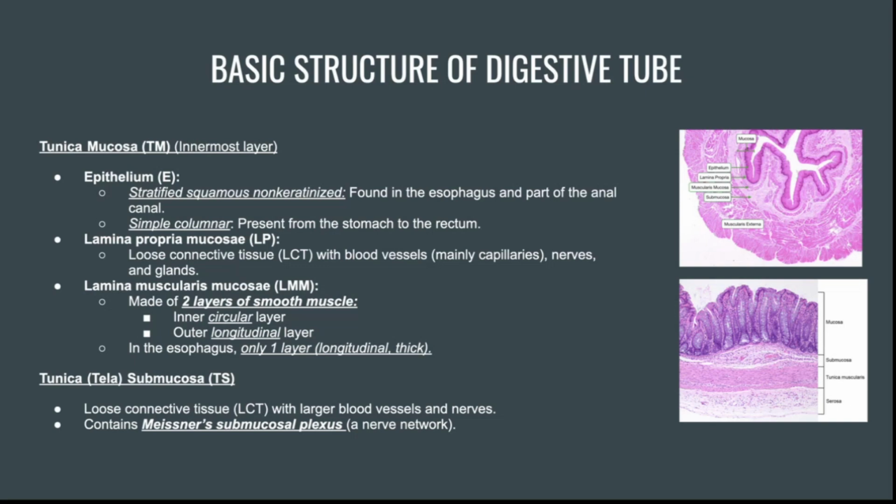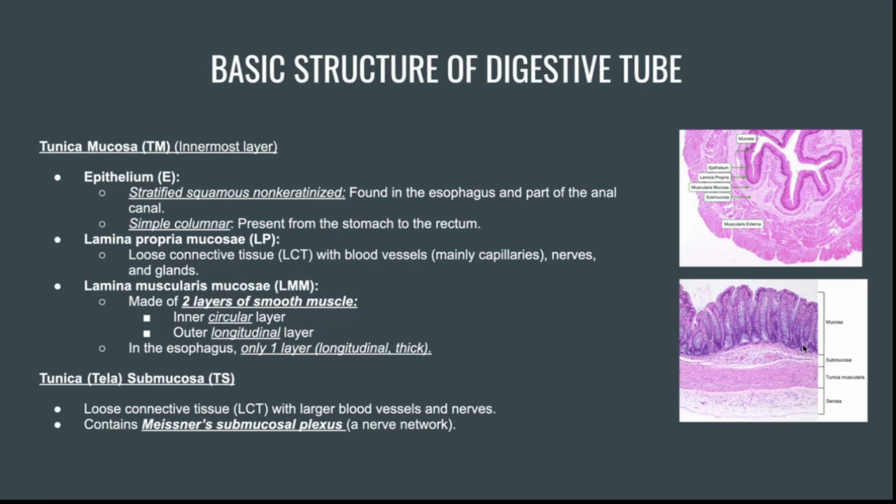Now, moving on to the tunica submucosa, it only has loose connective tissue with blood vessels as well as nerves, and it also has the submucosal plexus, which is also called Meissner's submucosal plexus. It is basically a network of nerve fibers.